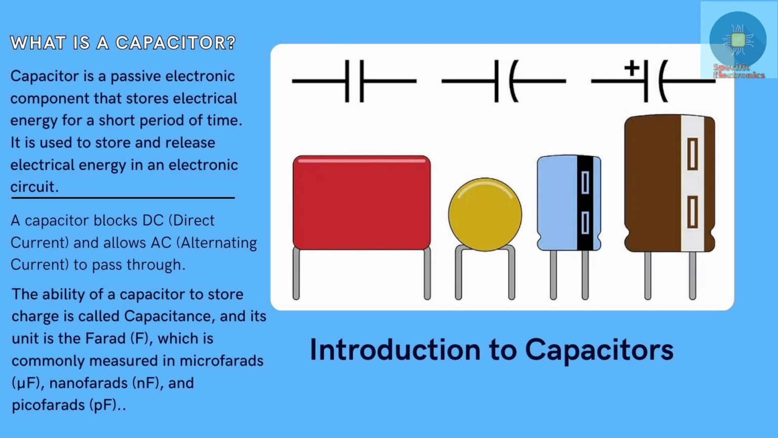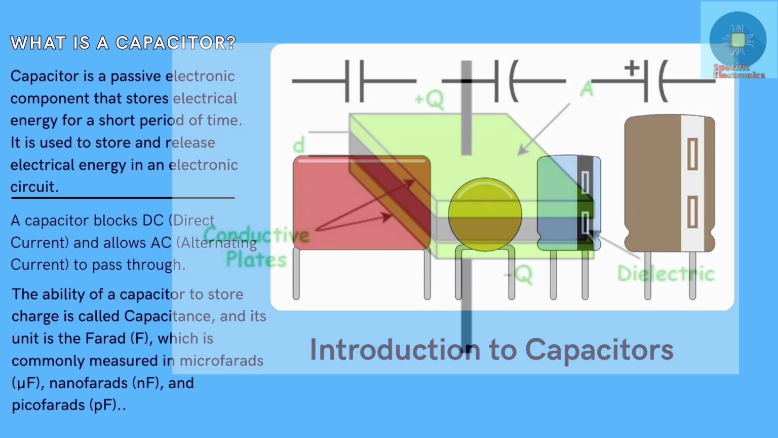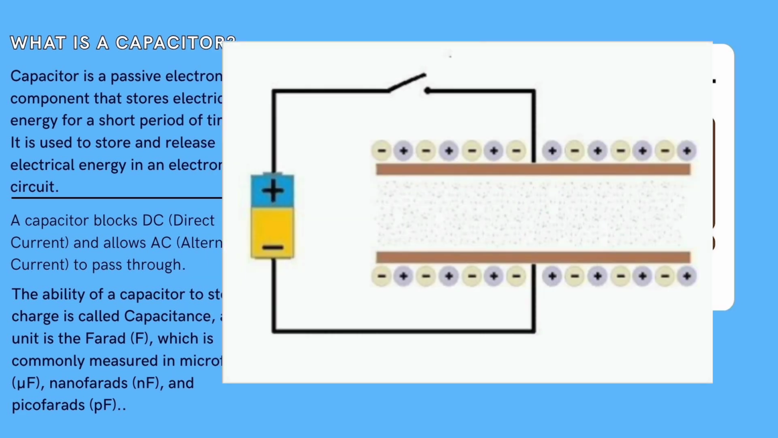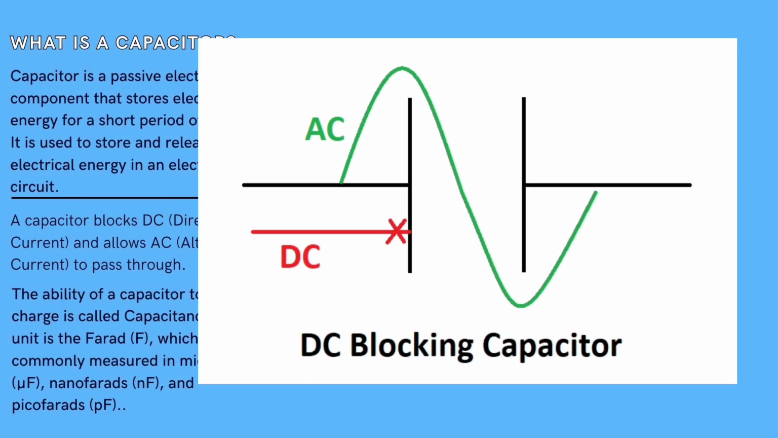First, let's understand what is a capacitor. A capacitor is a passive electronic component that stores electrical energy for a short period of time. It is made of two conductive plates separated by an insulating material called a dielectric. When voltage is applied across the capacitor, electrical charges accumulate on the plates and energy is stored in the form of an electric field. A capacitor blocks DC current and allows AC current to pass through.